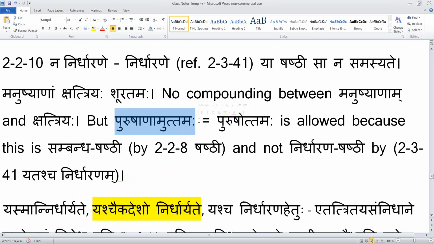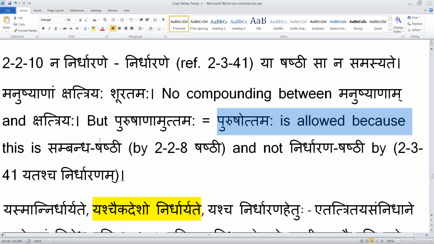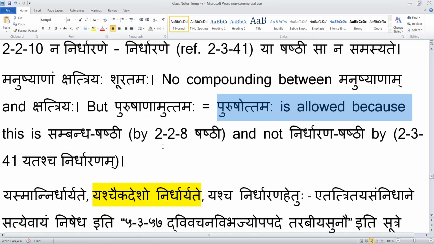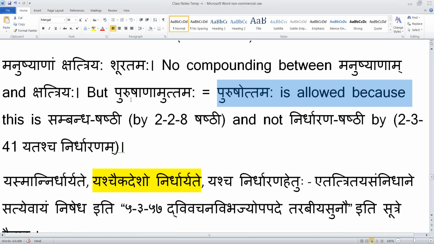If you say it like that, then between purushanam and Ramaha there will be no compound. You cannot say Purusha Ramaha. Purushottamaha can be said. So again, when three are present like that, manushyanam kshatriyaha shuratamaha, the nirdharyamanam padam, which is kshatriya, will not compound with the shashtyantam padam. That's what is meant by na nirdharane. So purushottamaha is allowed because this is a shashti-samasa shashti, not nirdharana shashti. Nirdharana requires all these three to be there. So the nishedha only comes when you have all three. Nirdharyamanam will not compound with the shashtyantam padam.